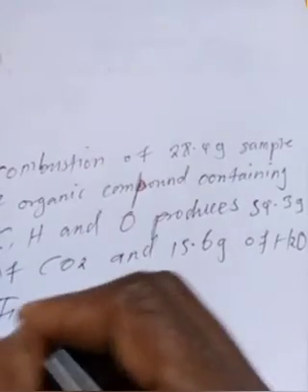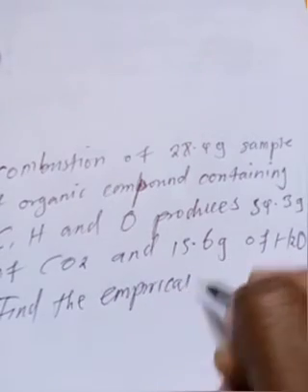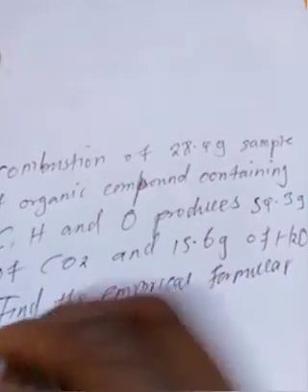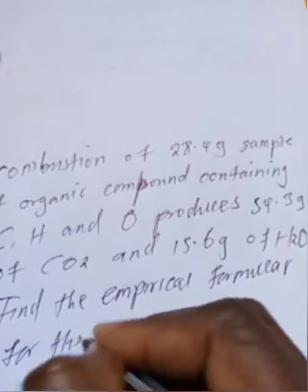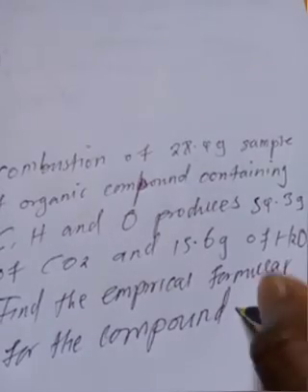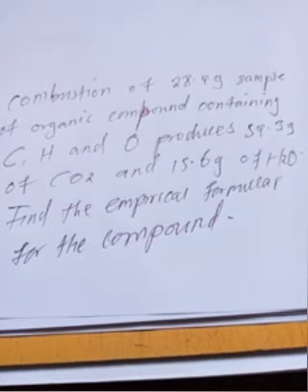So they're saying find the empirical formula for the compound. Okay, so combustion of 28.4 grams of organic compound containing carbon, hydrogen, and oxygen produces 54.3 grams of carbon dioxide and 15.6 grams of water.